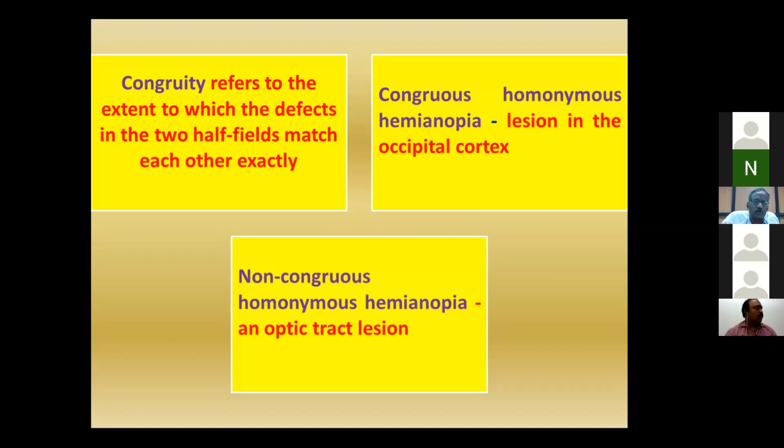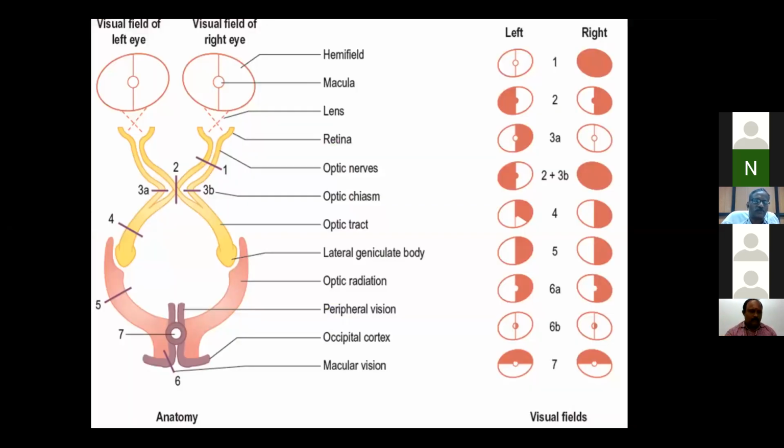Here are two terminologies: one is concordance, one is homonymous. Concordance refers to defects in equal halves of the field that match exactly. I told you we have two fields here. Here you see the visual field of the left eye and the visual field of the right eye. This is an important picture. We have two halves. The medial half is known as your nasal fibers. Laterally, that is known as your temporal fibers.